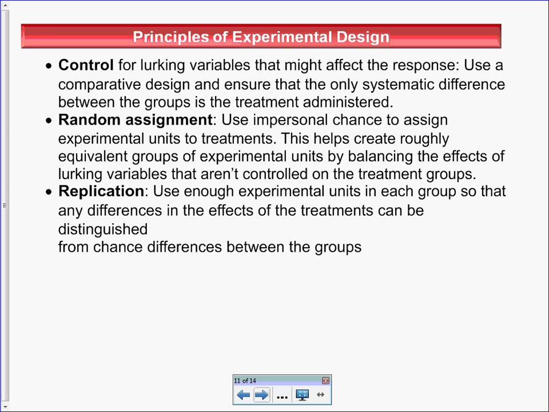So the key is to control for lurking variables. By using comparative design and random assignment, we can generally do that. The other big one is replication. We need to do enough of it.